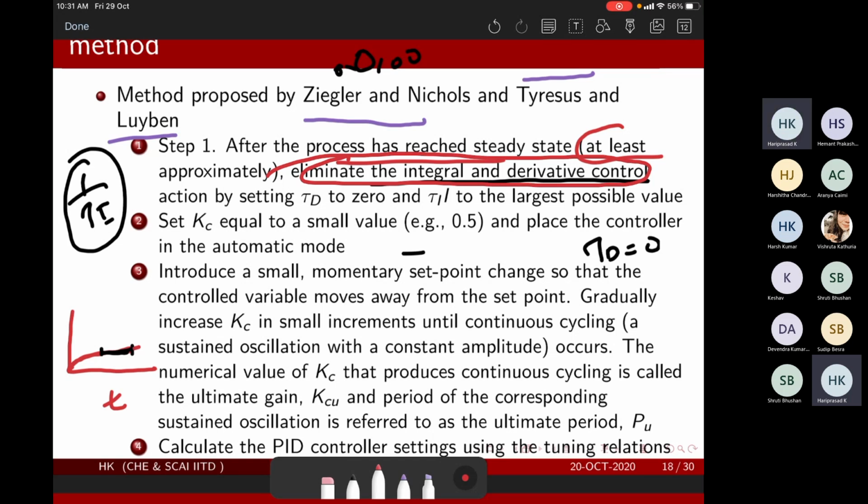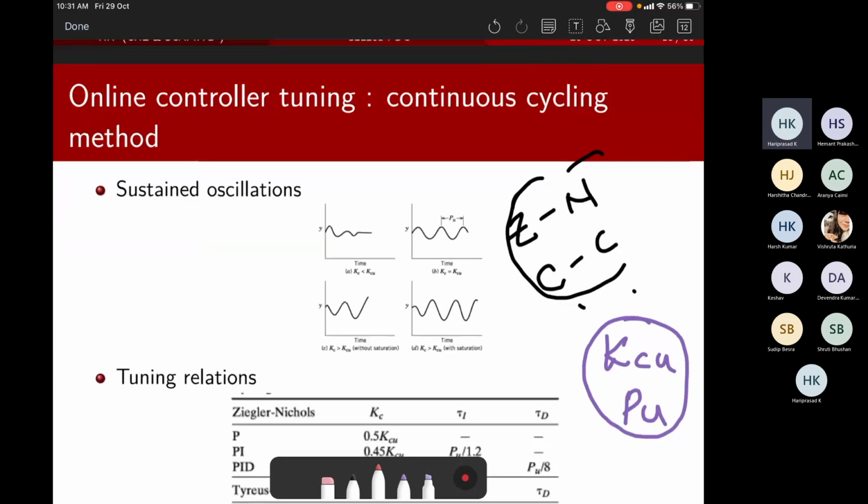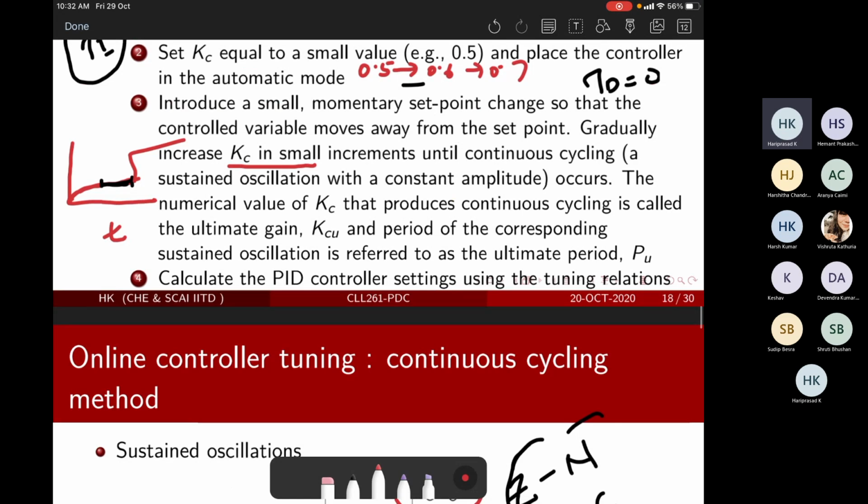Then, of course, you make a set point change. Just do a momentary set point change, and you change your Kc value. Increase the Kc values. It was 0.5 initially. Keep on increasing, 0.6, 0.7, until you reach something known as a sustained oscillation of the output, which is typically not really nice, but at this moment you need it.